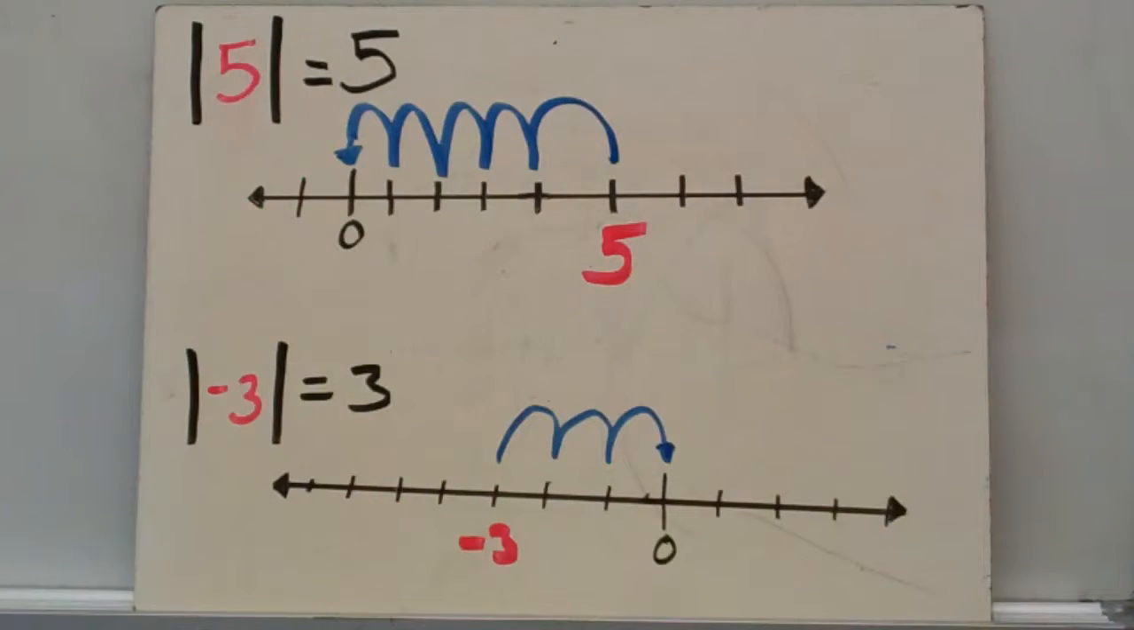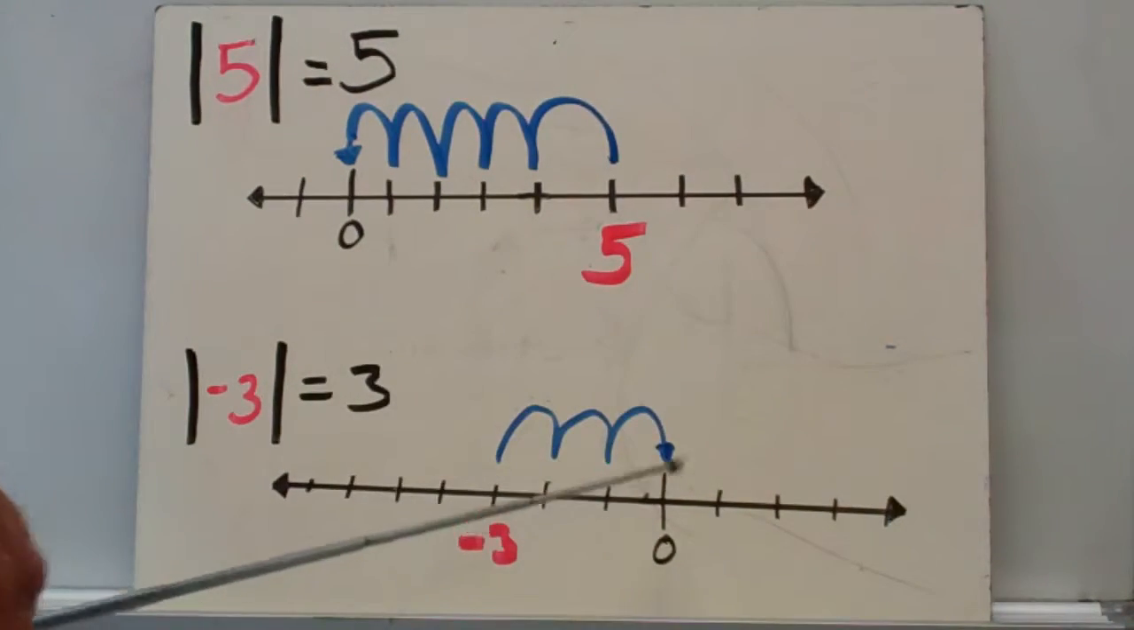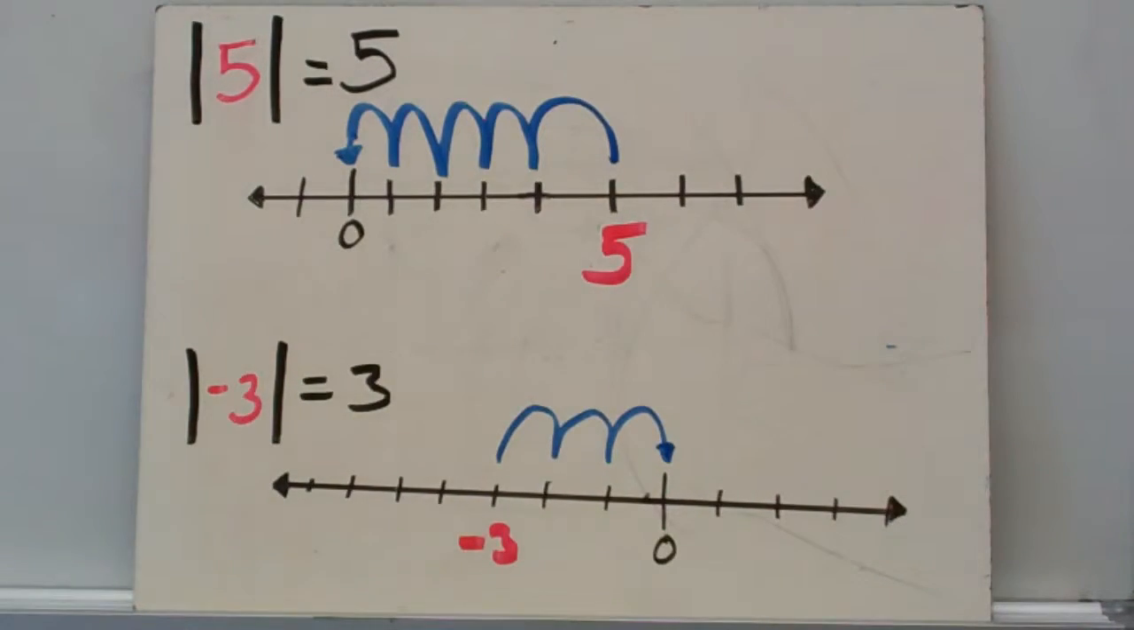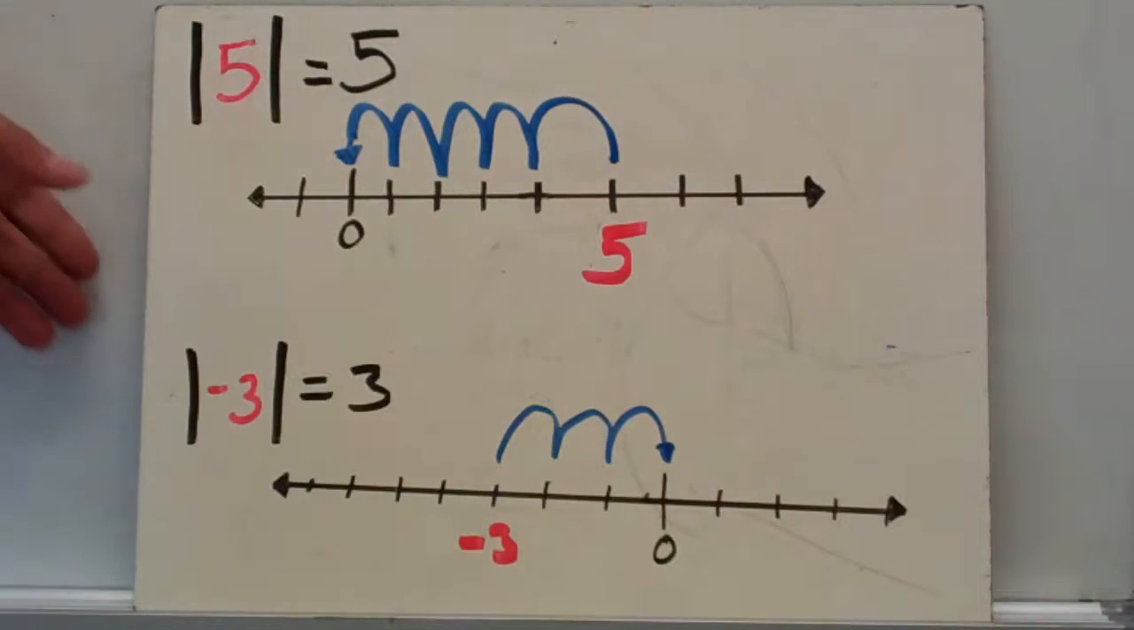When we look at the absolute value of -3, we start on a number line at -3, and we count how many spaces it takes to get from -3 to 0. So we count 1, 2, 3. So -3 is 3 spaces away from 0, so the absolute value of -3 is 3.